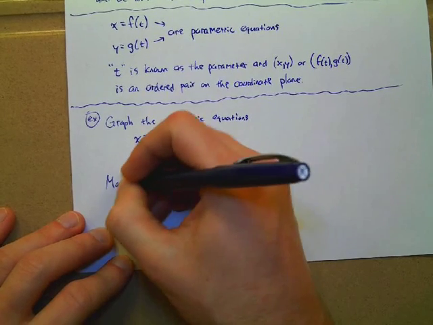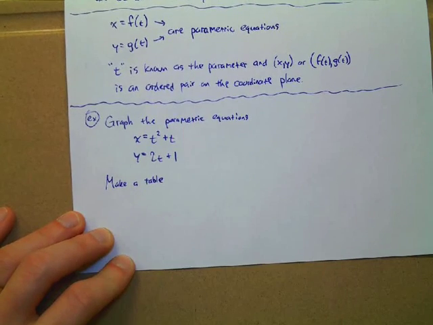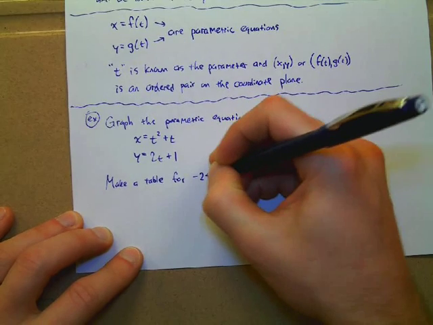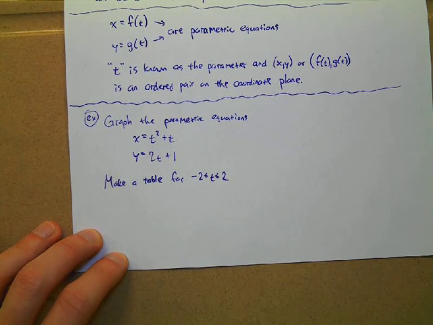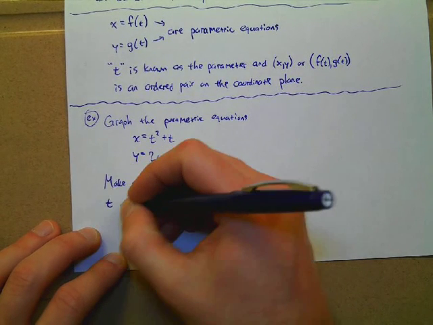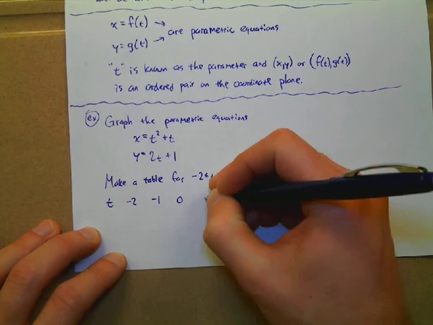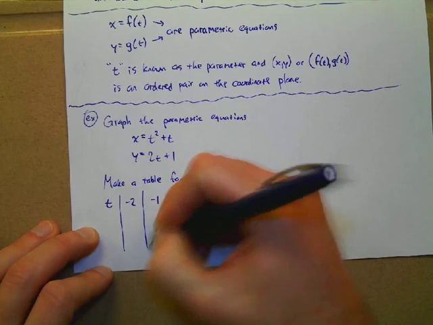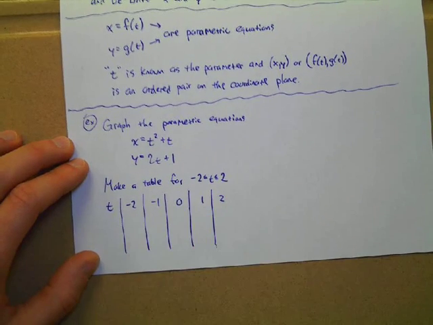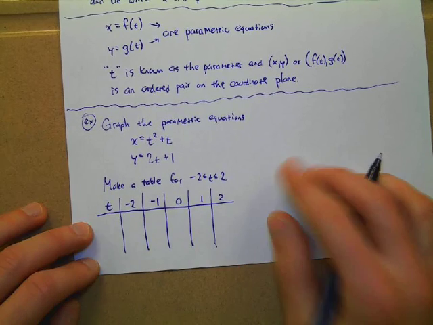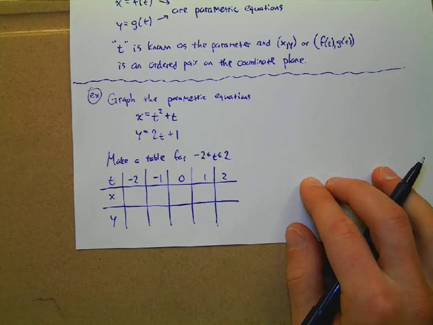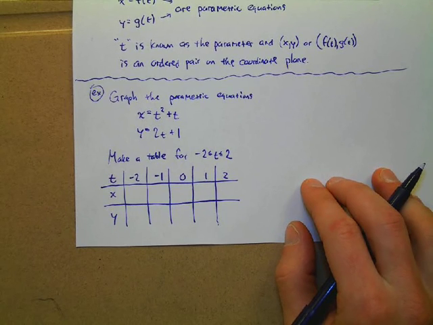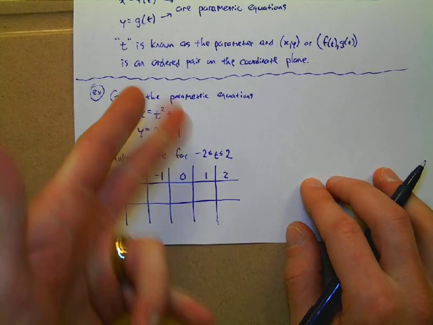Let's make a table for t values between -2 and 2. Again, we'll do integer values, so we'll have t be -2, then -1, then 0, then 1, then 2. I'm going to do a horizontal table here, and then x, y. Now we're going to find the location of this particular object, maybe a particle or something like that, in the two dimensions at a particular time.